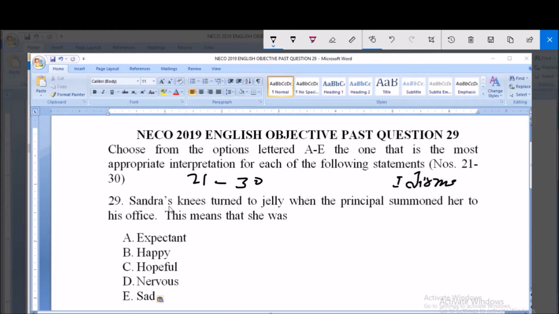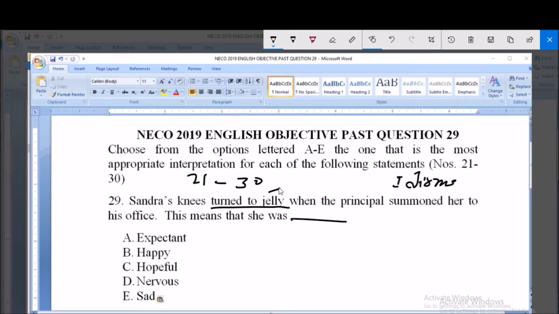The statement here says, Sandra's knees turned to jelly when the principal summoned her to his office. Sandra's knees turned to jelly when the principal summoned her to his office. This means that she was dashed. And the focus of our idiom here is turned to jelly.